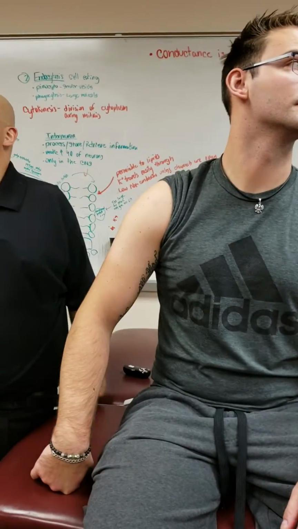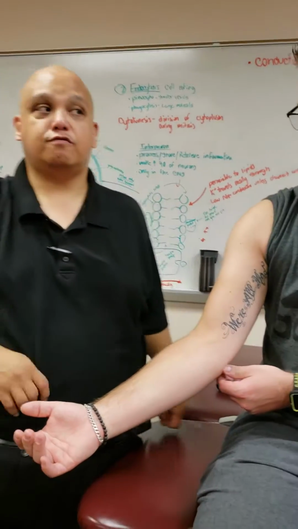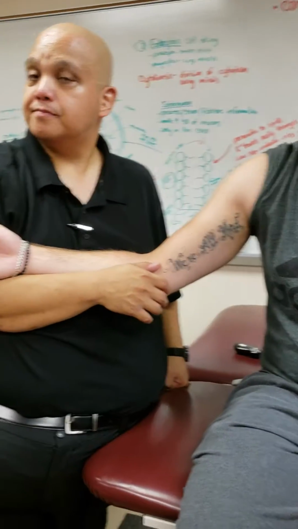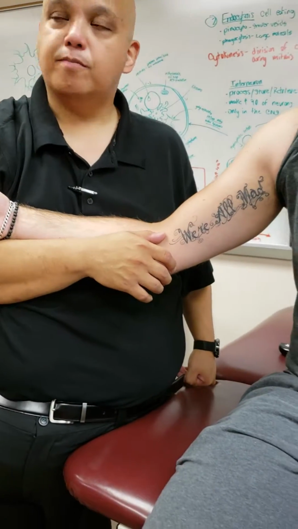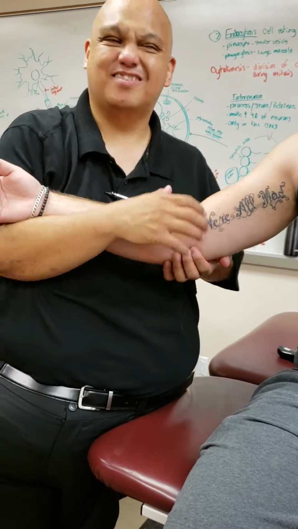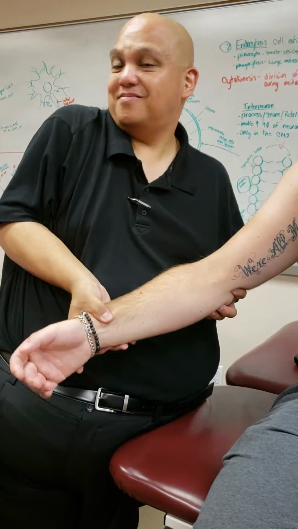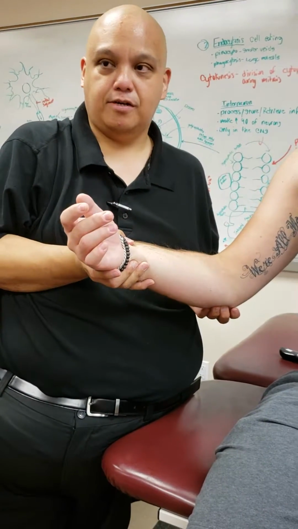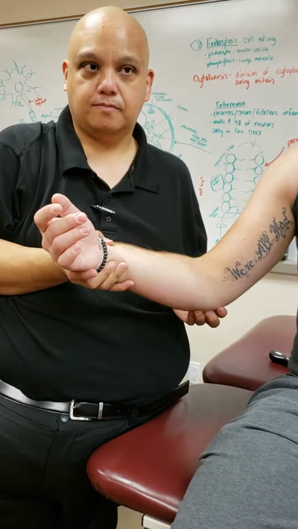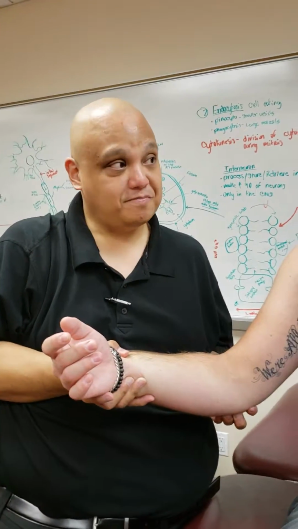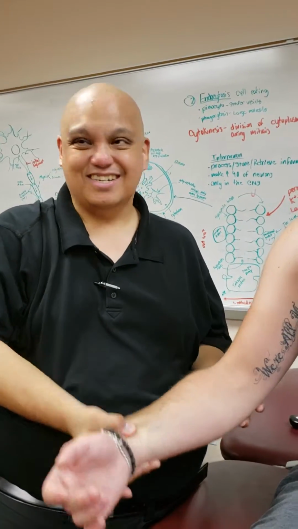Ulnar nerve. Can everyone palpate on themselves their ulnar nerve? Where can you palpate it on yourself? Cubital tunnel. Which is where? Part of what bone? Part of what bone? Yeah, hence the name. Can everyone palpate on themselves? Yep. There's that funny bone. It's great.